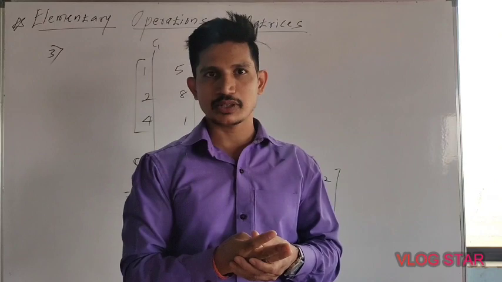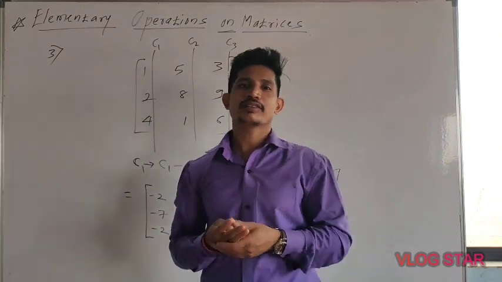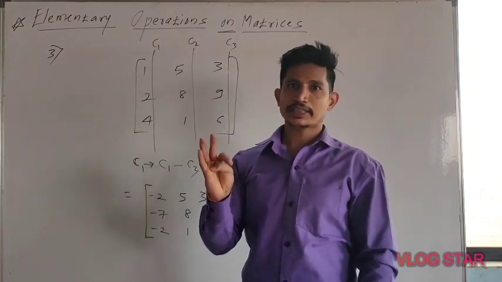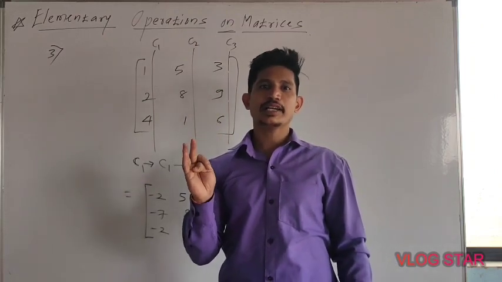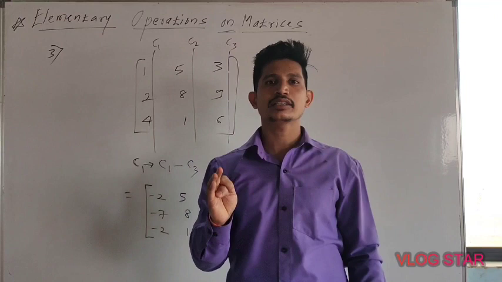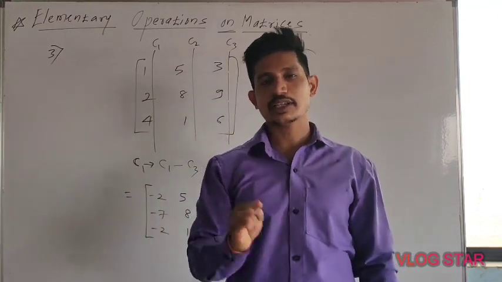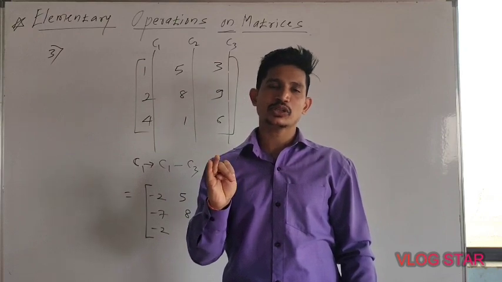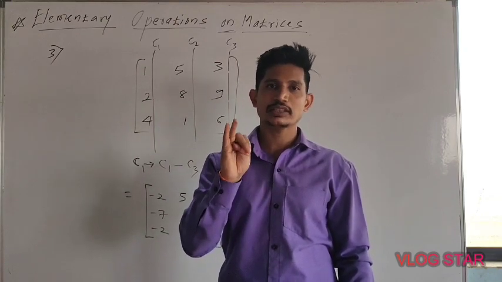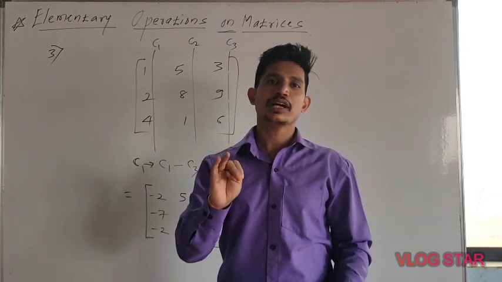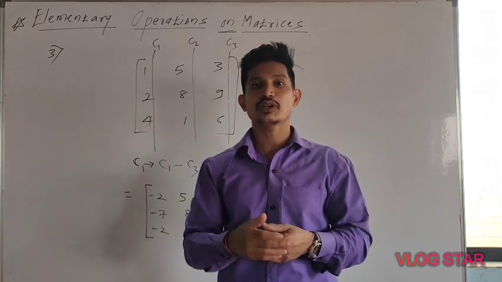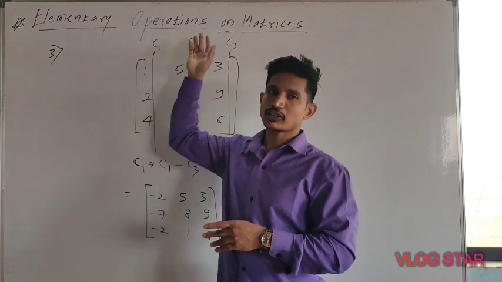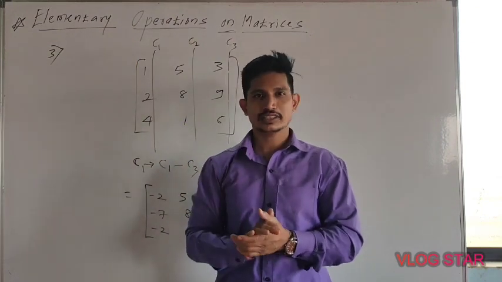First operation is we can interchange any two rows or any two columns. Okay. Second is we can multiply any row or any column by a non-zero number. Okay. Third is we can add or subtract any rows or any columns. So these are the three elementary operations we are using to find the inverse of a matrix. Okay. So that's all about the elementary operations on a matrix. Okay. So we stop here.